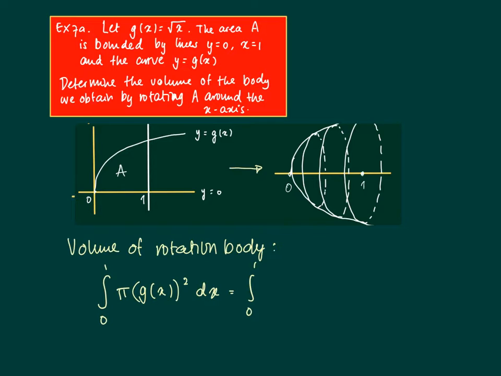which is no more than the integral from 0 to 1 of pi times square root of x squared dx, which is pi times x squared divided by 2, which is a primitive of x, between 0 and 1, which gives pi over 2.